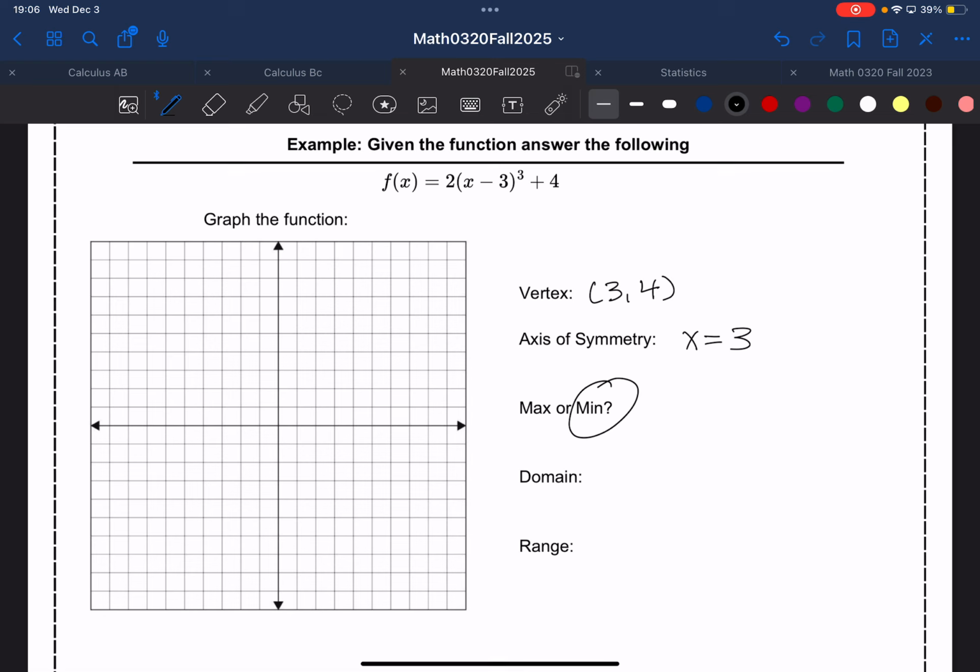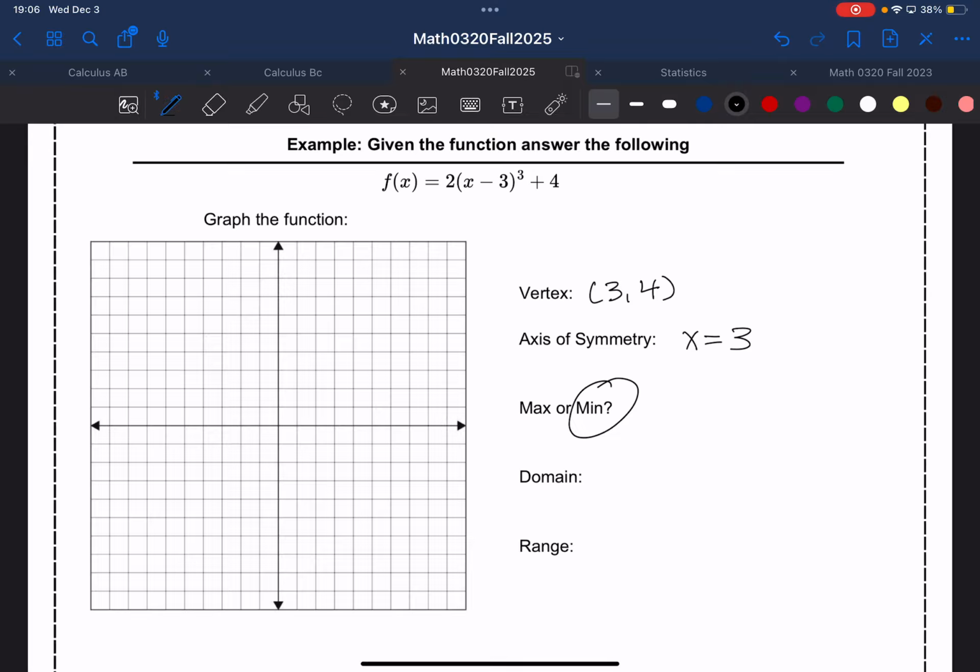Min is minimum's up, maximum's down, because the vertex is at the very bottom. So it's wherever the vertex is. If your parabola is facing up, that means your vertex is on the bottom, so it's a minimum. If your parabola is facing down, your vertex is on the top, so it's a maximum.